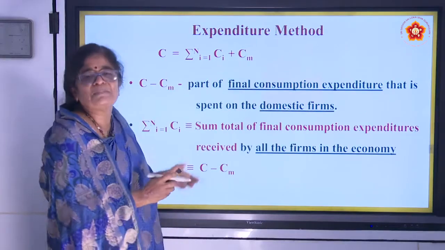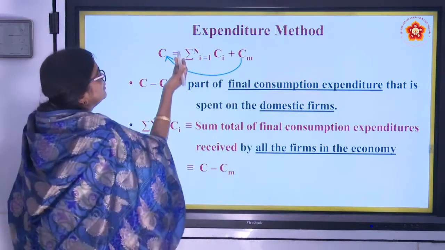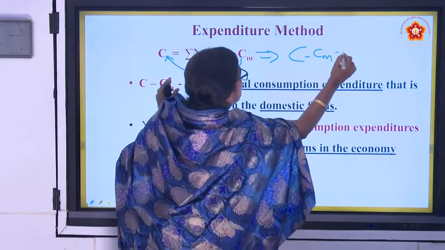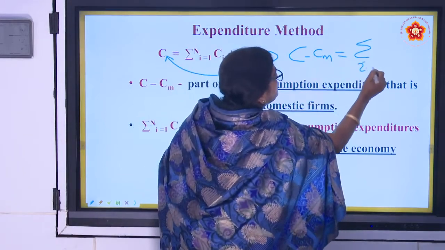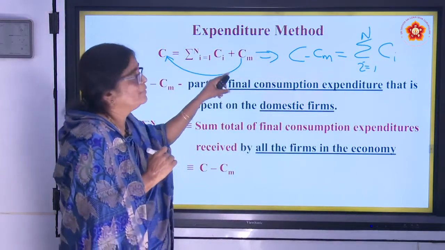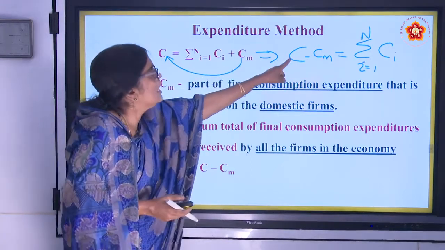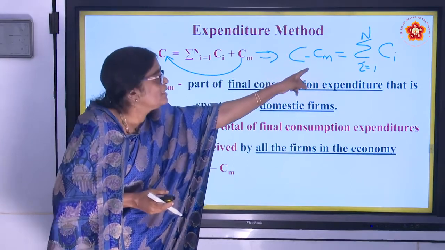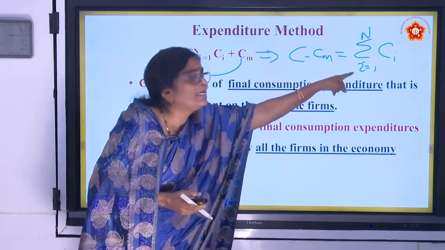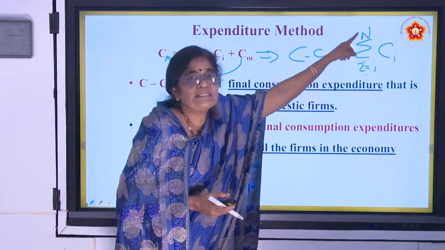Therefore, what is C minus CM? When you take this term to the other side, the equation becomes C minus CM equal to the summation of i equal to 1 to N of Ci. From the total aggregate final consumption expenditure, if you deduct the import expenditure, it gives us the part of the total expenditure spent on domestic firms. Domestic firms, how many? i equal to 1 to N.